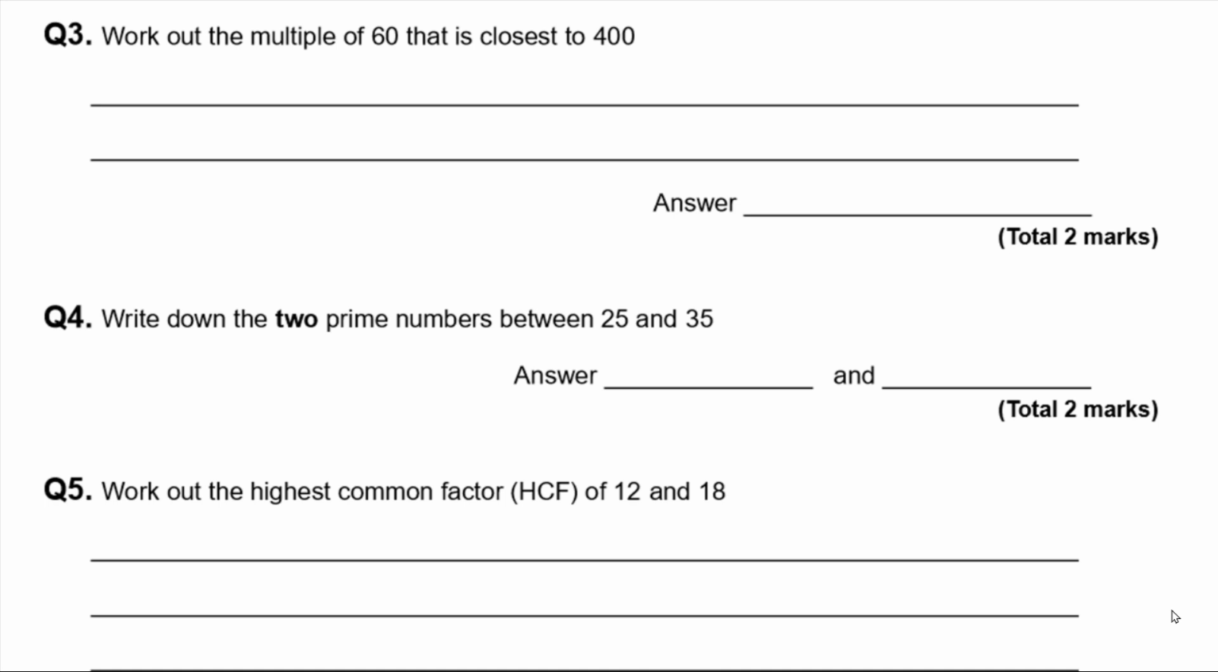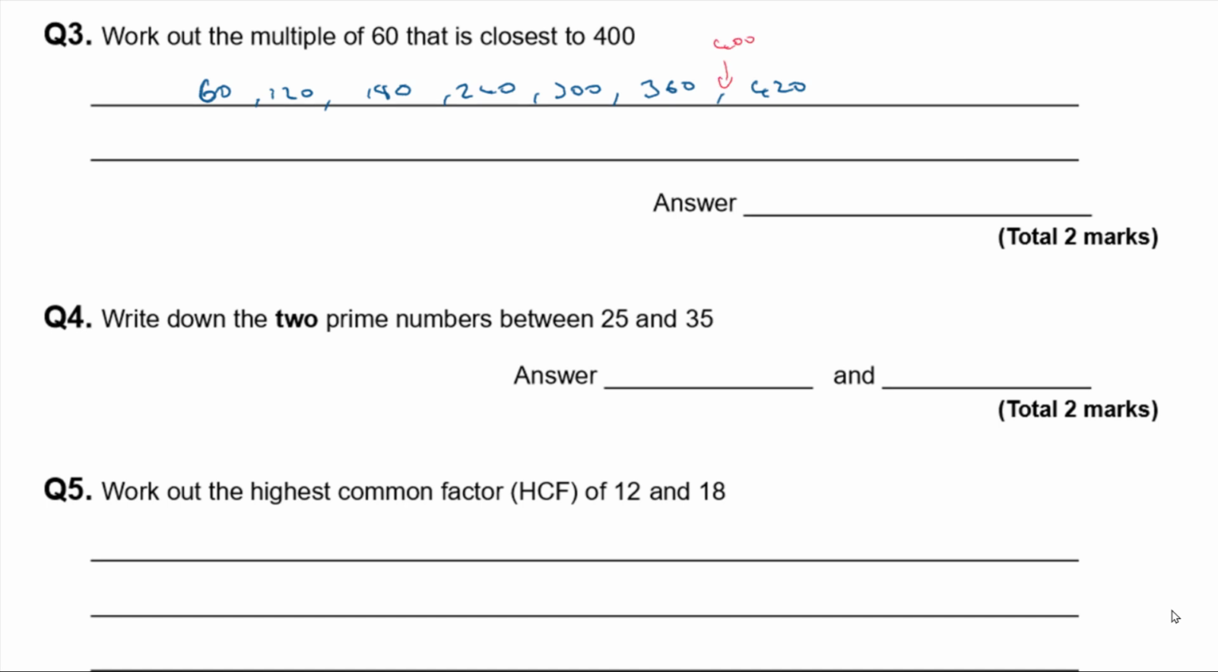Question 3 says, work out the multiple of 60 that is closest to 400. Well, going through the multiples of 60 then, 60, 120, 180, 240, 300, 360, 420. So it's going to be out of those two, isn't it? They're either side of 400.